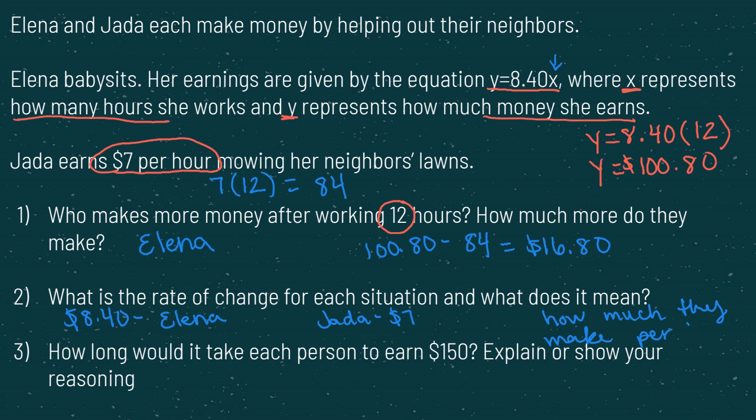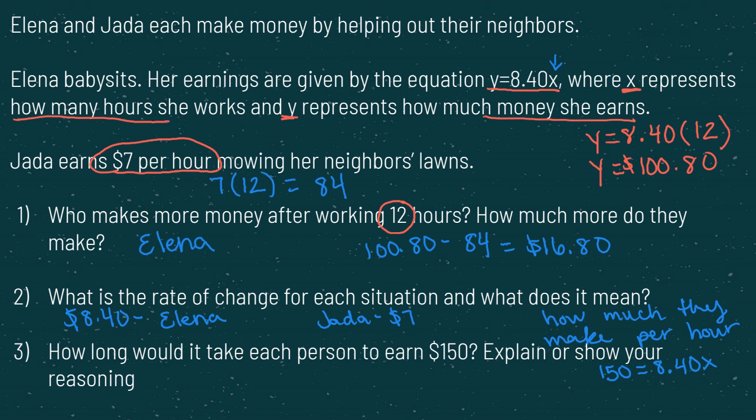Per hour. So how long would it take each person to earn $150? Explain your reasoning. So it tells me that the total is 150. So if I'm looking at Elena's equation, Elena says y represents the total or how much money she earns. So if y needs to equal 150 because that's how much she's earning, then I would have 150 equals 840 multiplied by x. Now I have an equation.